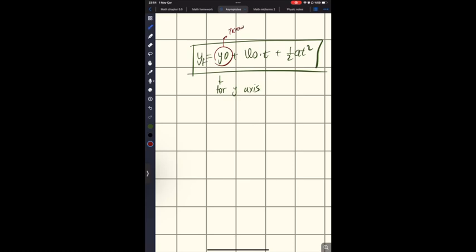Position formula is y final equals y0 plus v0 t plus 1/2 acceleration t squared. In this formula, we know what the y0 is because we know the position that we dropped our objects from, which are 2 meters, 1 meter, 1.5 meters.